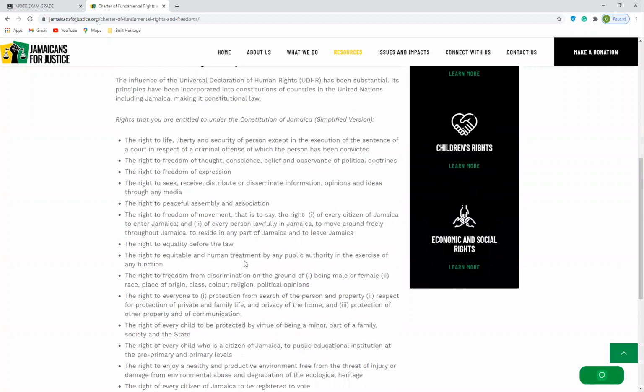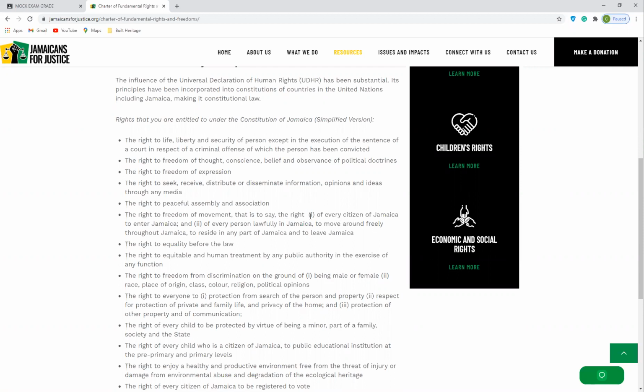Interesting. Then you also have the right to peaceful assembly and association. So you can form your different groups, your different associations, and the government cannot say anything to you about that.